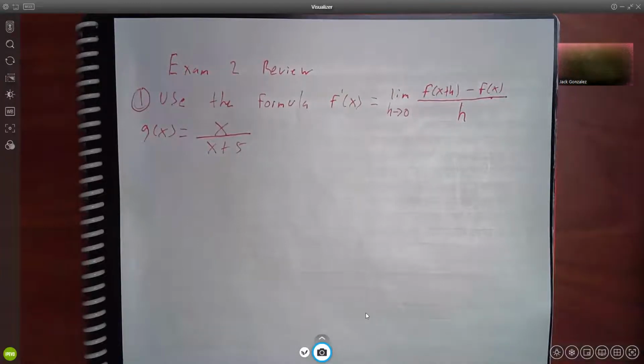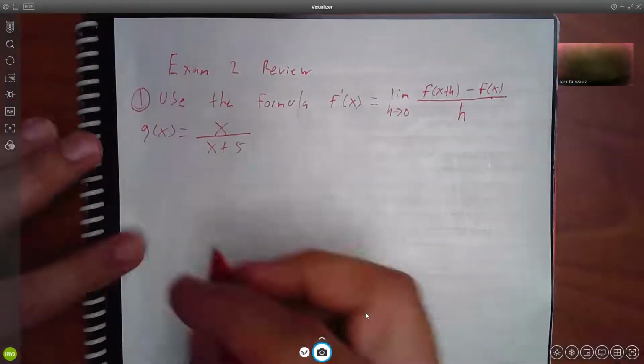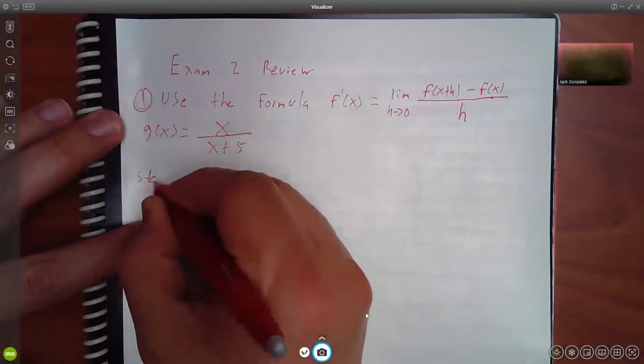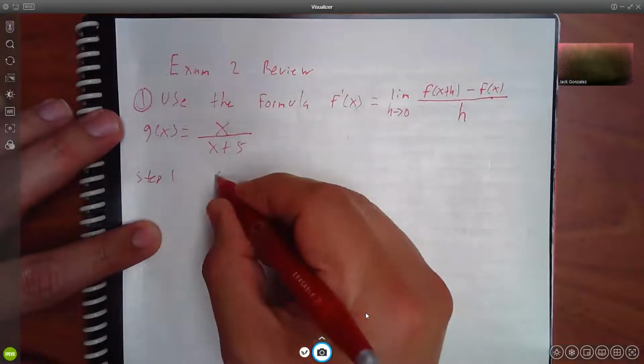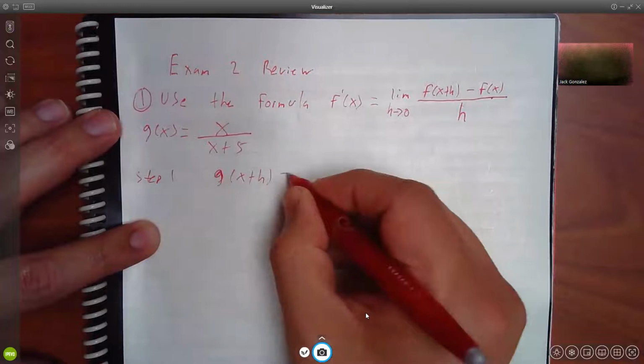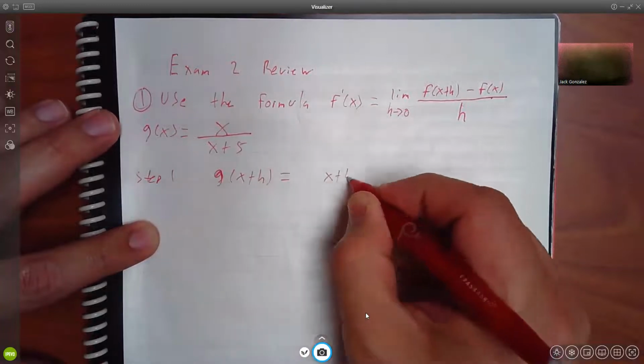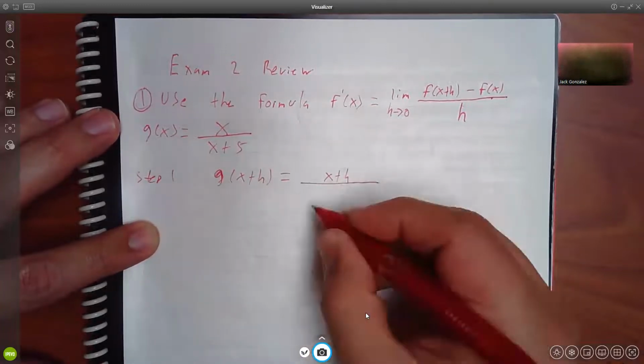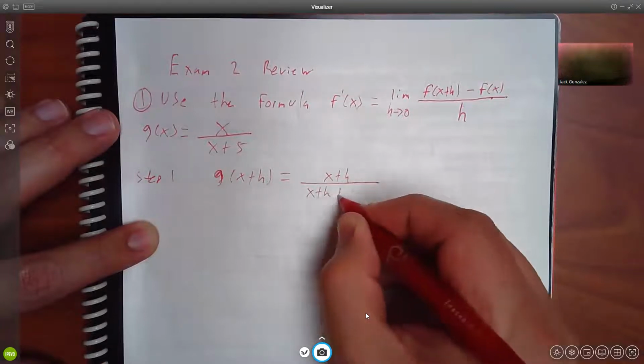So use the derivative rule. When we first did this, I said do it in steps. That way you won't mess it up. So first step, I'm gonna write you a note here. Find the x plus h. So that'll be x plus h over x plus h plus 5.